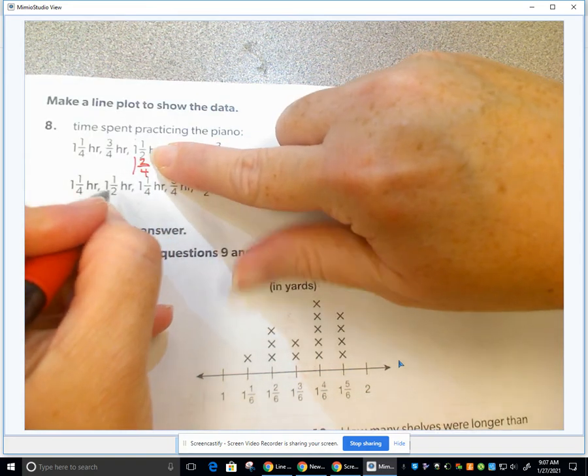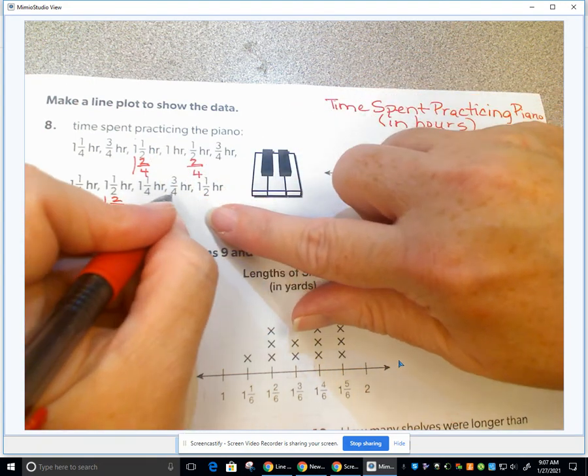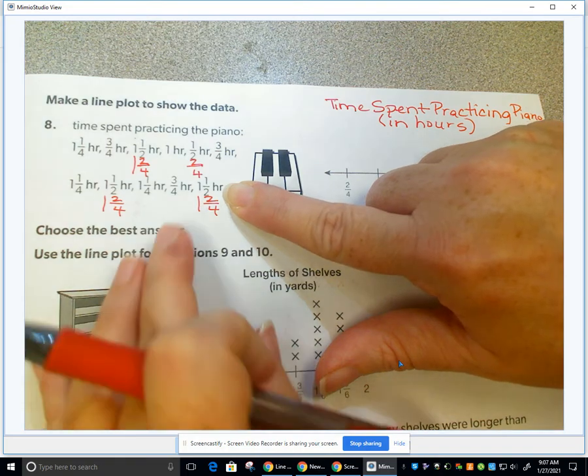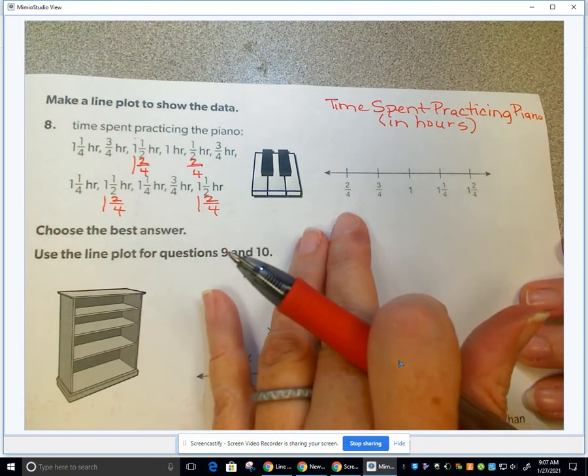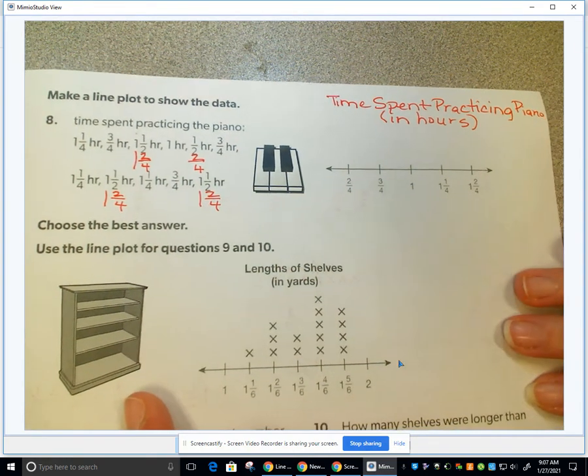Oh, and I used 1 1/2 there. So that's 1 2 fourths. Okay, and here's 1 2 fourths again. Now I'm going to mark my data points. And what you may want to do is pause the video, do it yourself, and then replay it to see if your answers match mine.